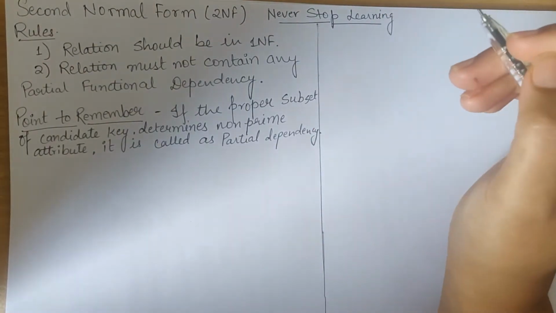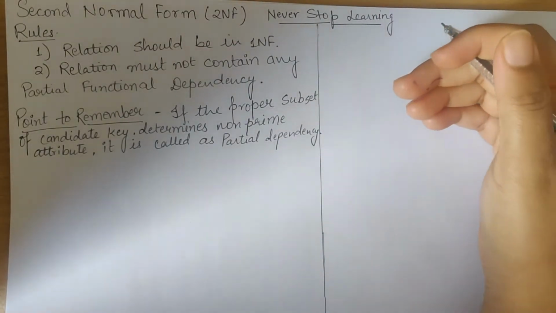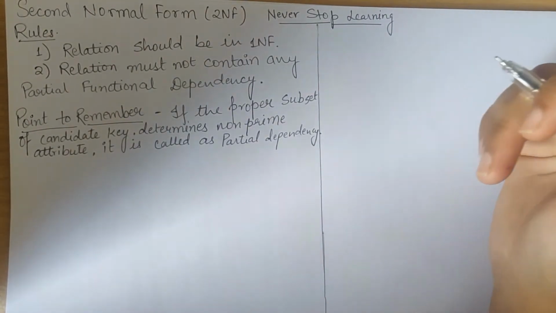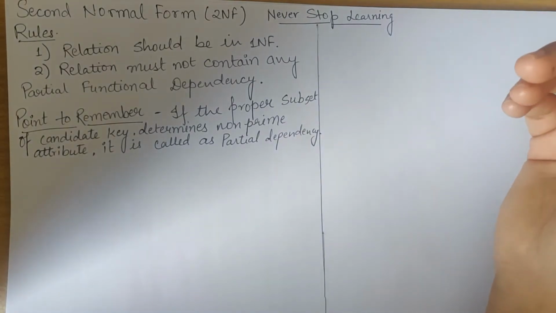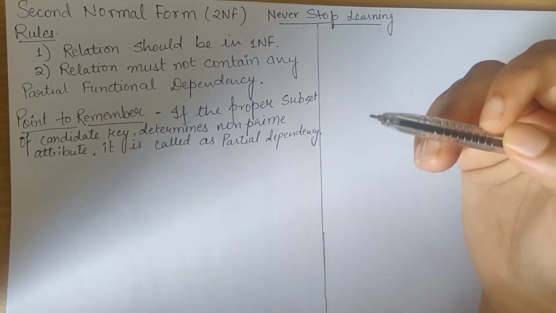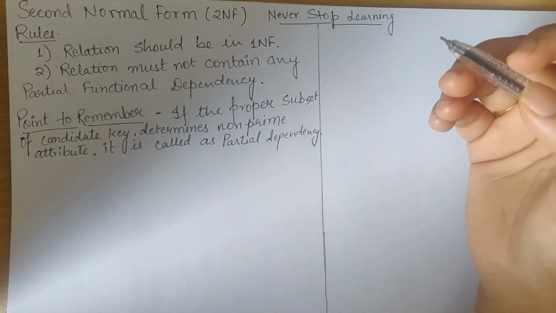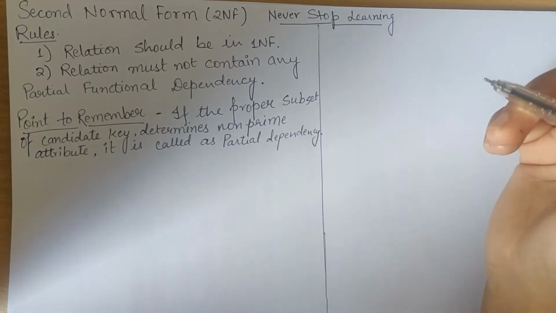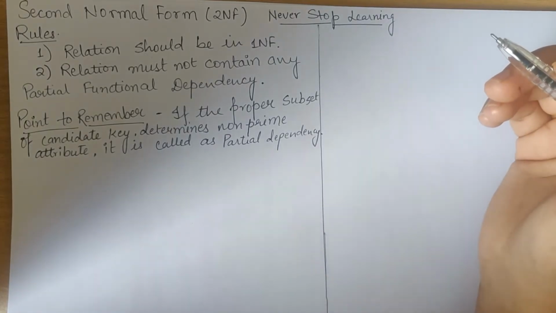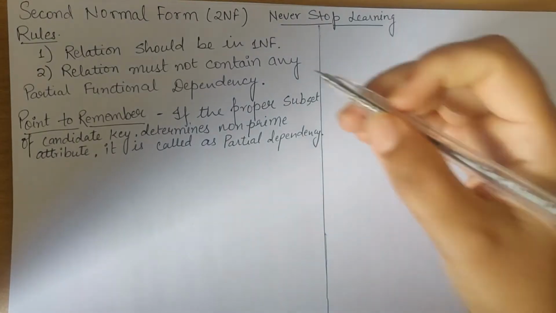For 1NF, the first rule was that each and every attribute should contain atomic values. Multi-valued attributes or tuples are not allowed. The second rule was that the domain type for each and every attribute should be the same. The third rule was that attribute names should be unique. If a relation follows these three rules, we say that the relation is in 1NF.